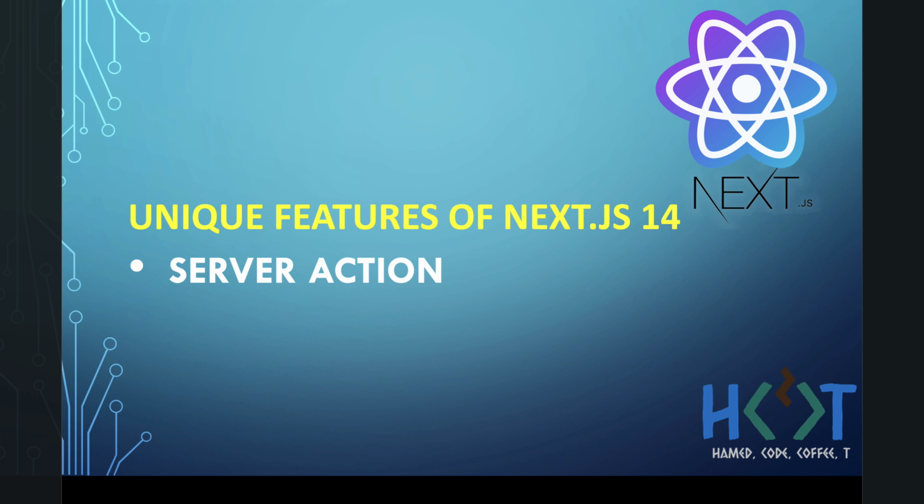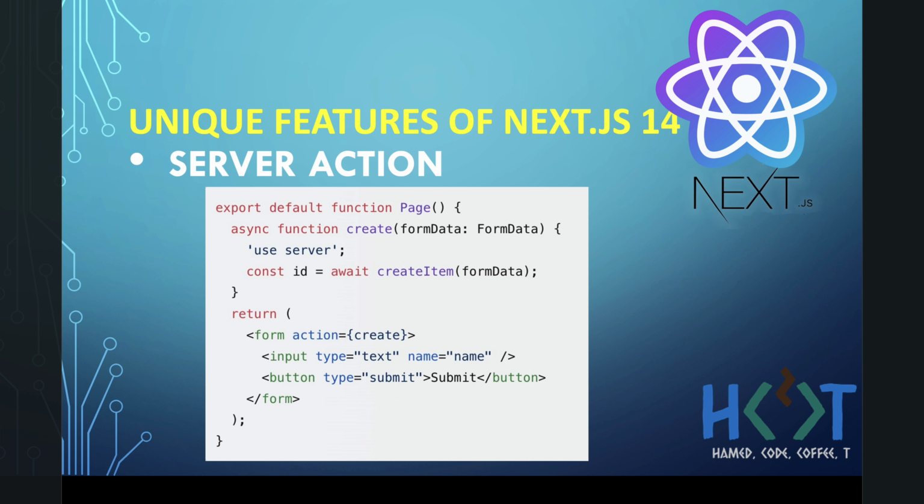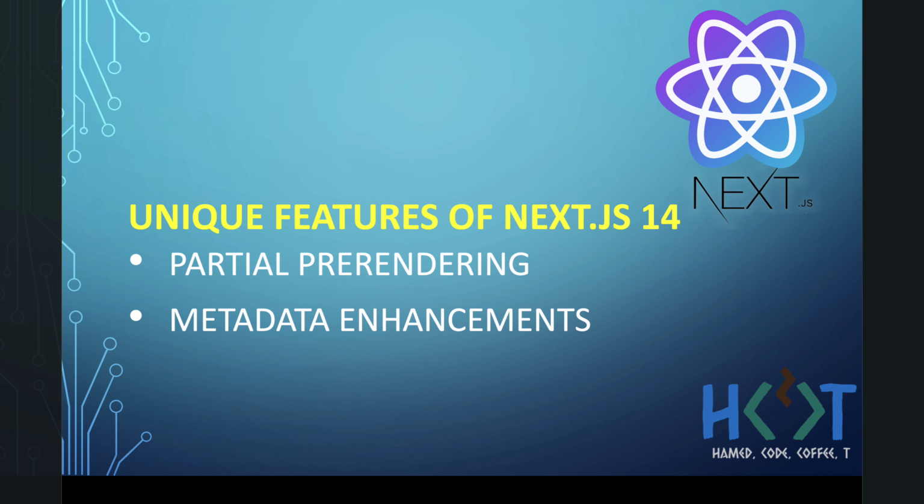Server actions. This feature simplifies data mutations by allowing you to trigger server-side code securely with just a function defined in your React component. It reduces the number of network round trips needed for data mutations and page rendering. Here's an example. Partial pre-rendering.